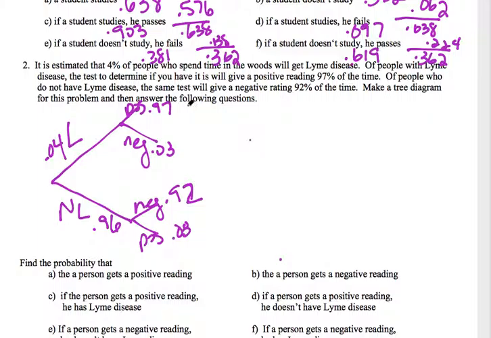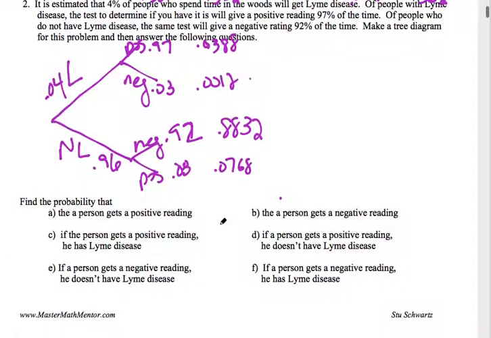All right, so when I multiply these out, 0.0388, 0.0012, 0.8832, and 0.0768. Okay, all right. So now we have this all set up. Now we can answer the question.